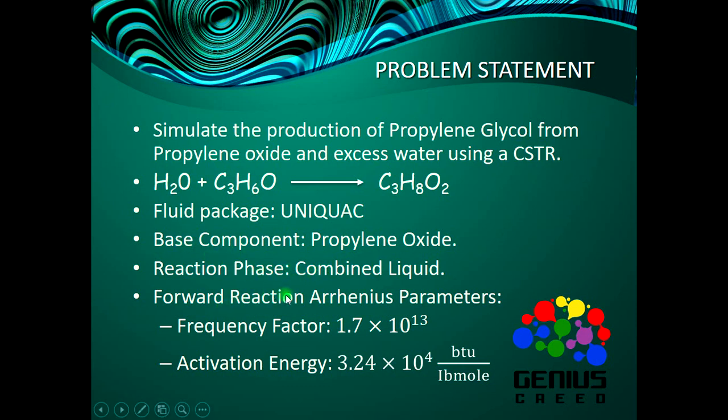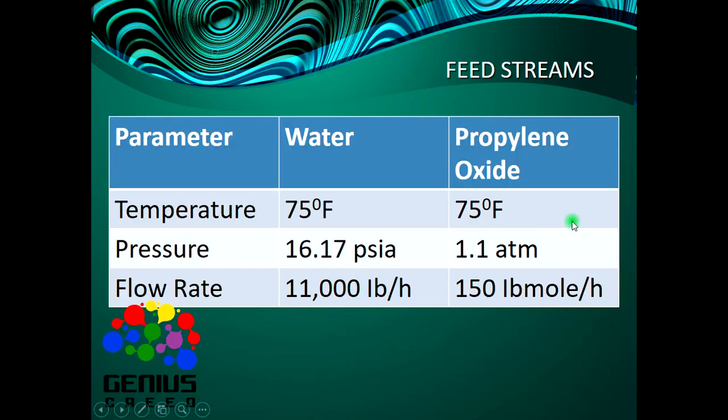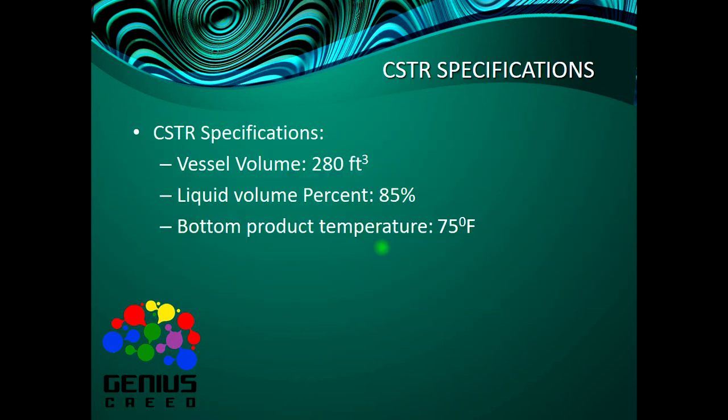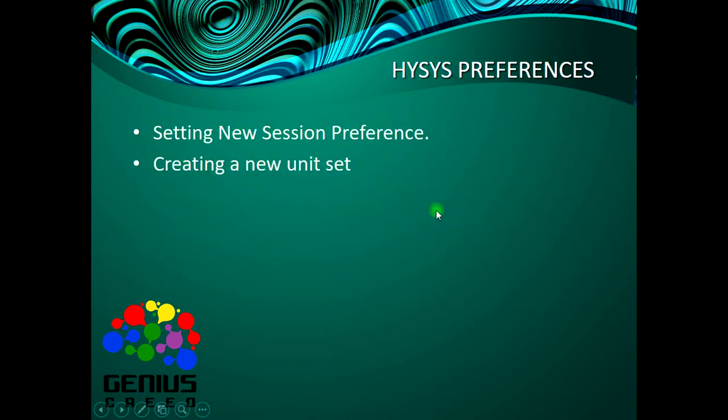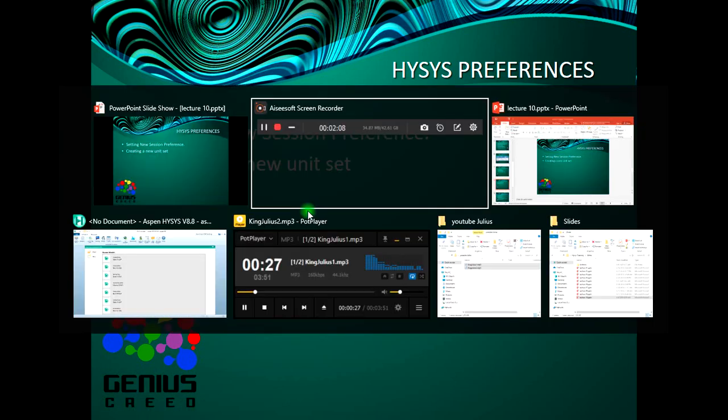The forward reaction Arrhenius parameters. This is the frequency factor. This is the activation energy. Also, these are the parameters of the feed streams, and these are the CSTR specifications. So first and foremost, we have to do the HYSYS preferences, as to set new session preference and create new unit set. So let's move to our HYSYS.